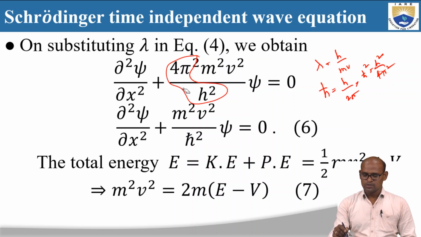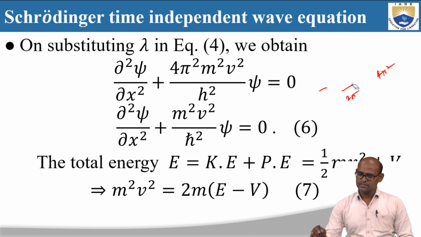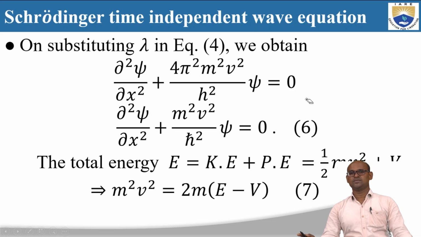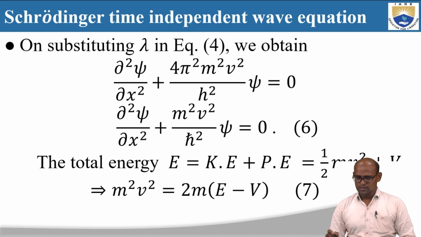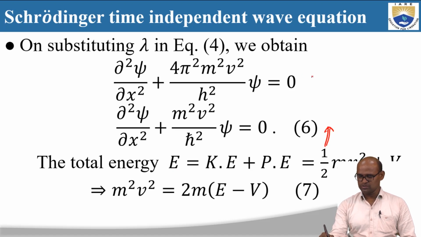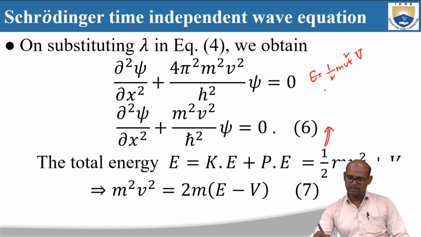Now I want the total energy of this particle, which is kinetic energy plus potential energy. This particle can experience some potential because it is a charged particle. So kinetic energy we know is half mv square, but potential energy I do not know, so I am just assuming it is V. So let me write this equation: E is equal to half mv square plus V. So this is potential energy. Now I am going to multiply with m on both sides. So mE is equal to half m square v square, plus mV. This is velocity.